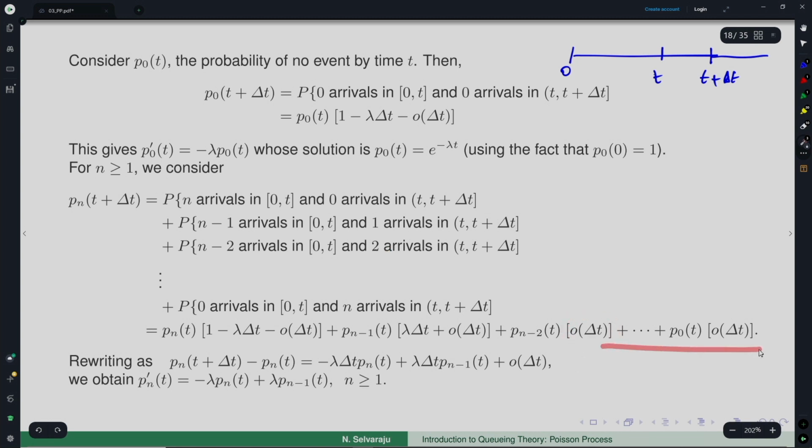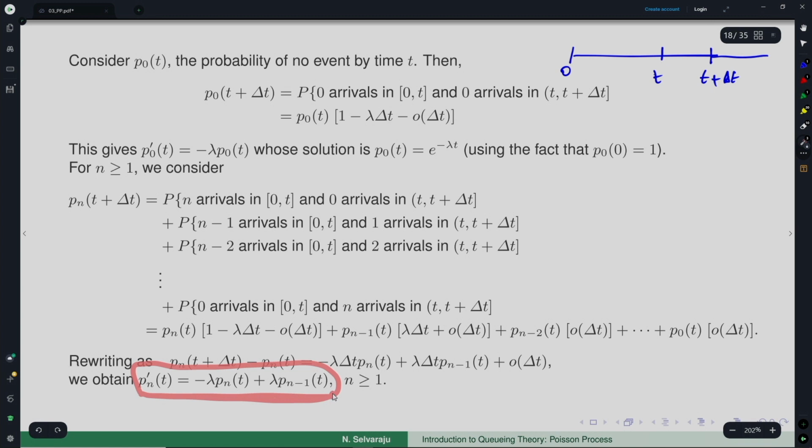So, all of these are of order delta t. Now, again you do a similar process: you take p and t to the other side, and on this side you will get this expression plus some order of delta t, because you can club all those order terms together. Now, you divide by delta t and take the limit as delta t tends to 0, and you will arrive at these differential difference equations.